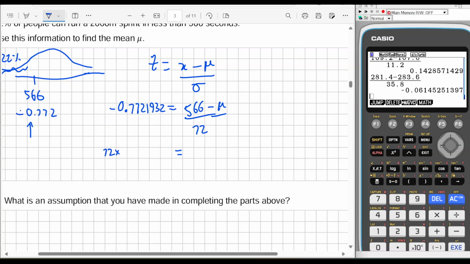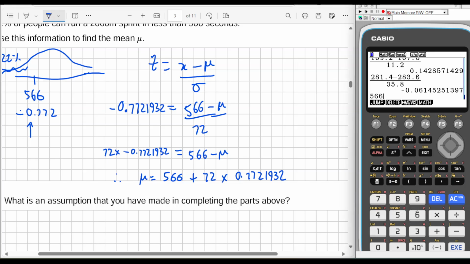72 times minus that number is 566, take the mean. So if you rearrange that, therefore the mean, bring that onto the left and bring all the other stuff onto the right. 566. This is going to be take 72 times minus the Z score. But you'll notice there's 2 takes there, so I'm just going to turn that into a plus. Okay, and we should be able to get that.